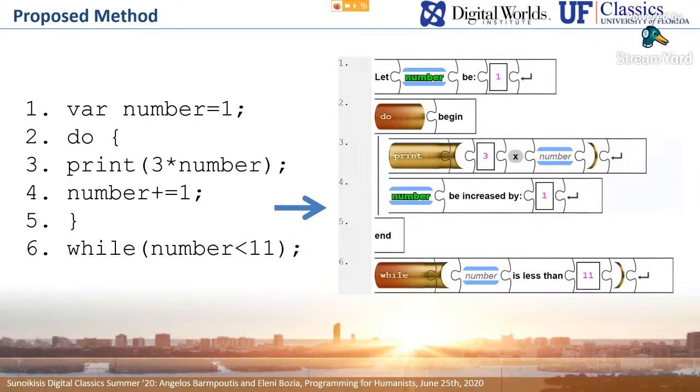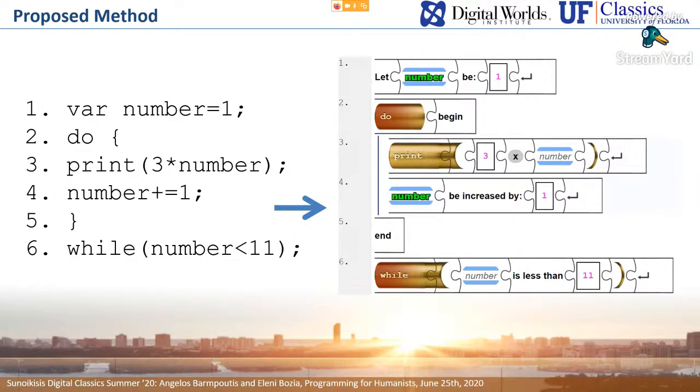Similarly, the equal symbol is shown as the word be. Therefore, the first puzzle line reads let number be 1. And you can see similar conventions in other tokens. Here, for example, the plus equals, which is another token, has been replaced by be increased by. So line number 4 now reads number be increased by 1.